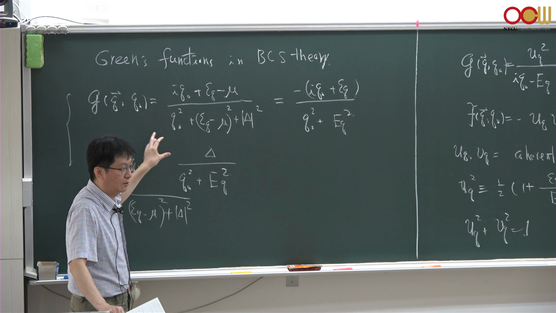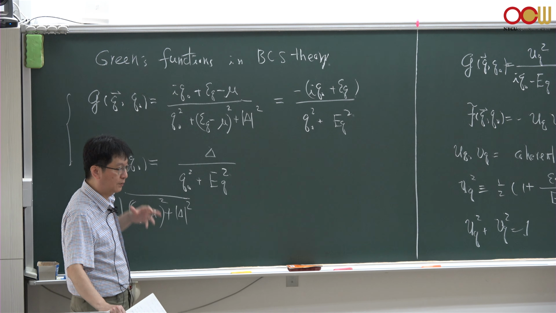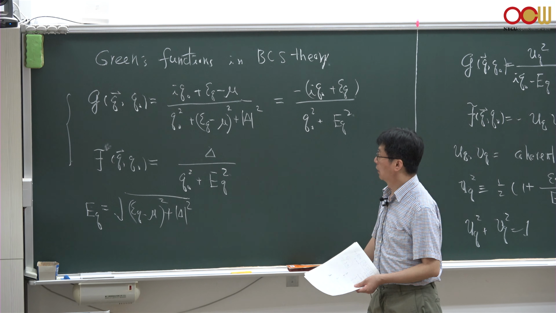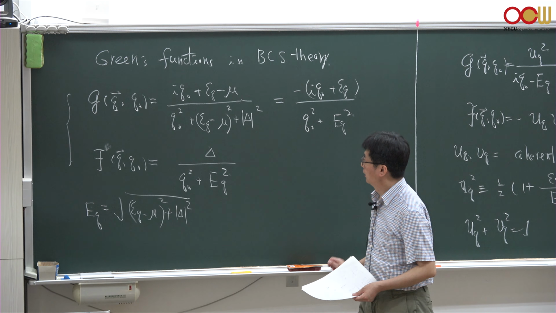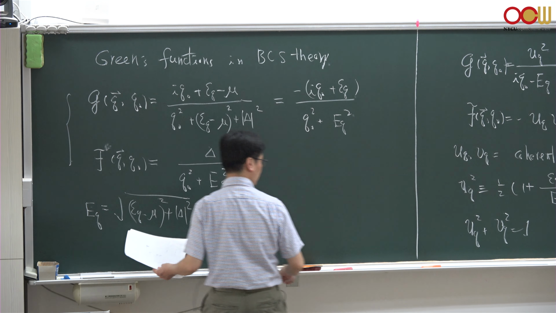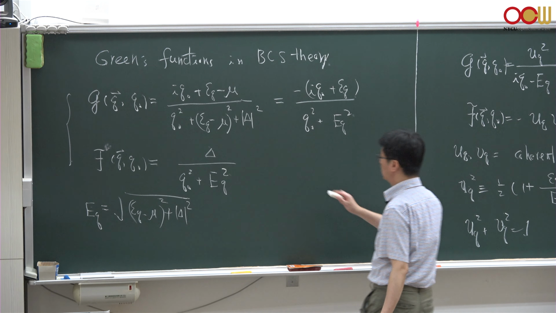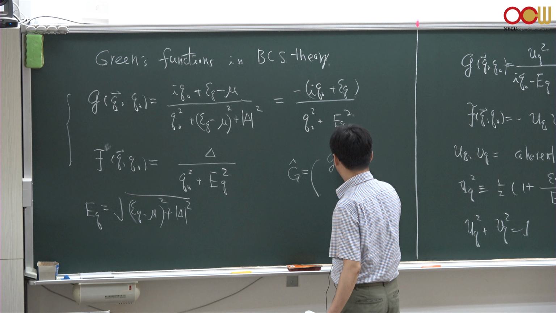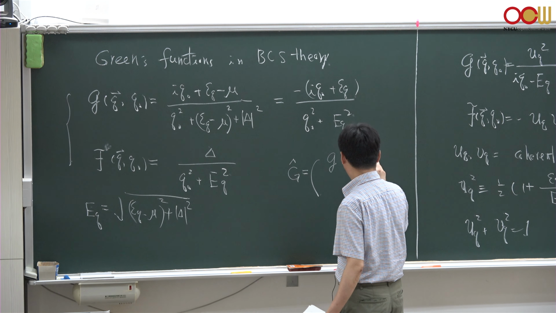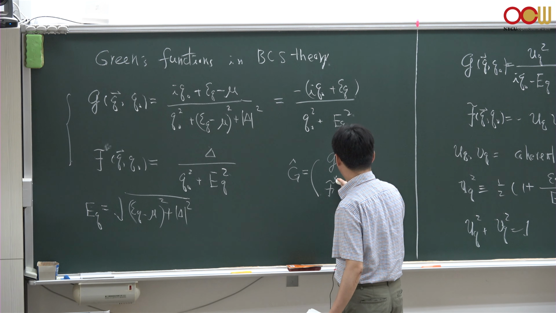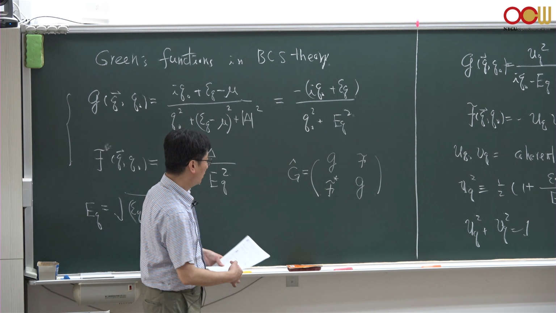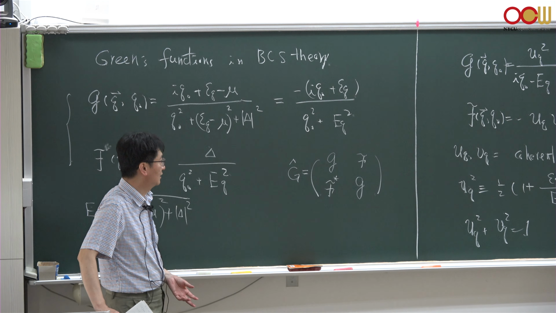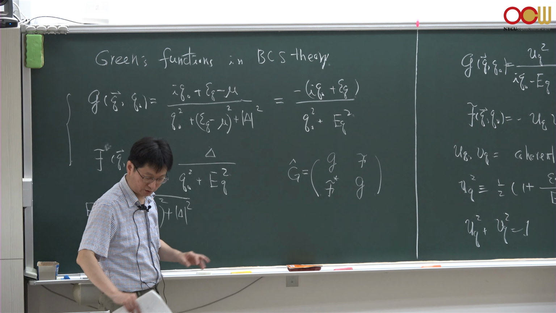Later we'll see that the Green's functions, G and F, can be combined into a 2x2 matrix in the so-called Nambu basis. Then you can generalize the Green's function in the BCS state in terms of this 2x2 matrix, with G and G, F and F star. So once you know the Green's function 2x2 matrix, you know everything. Okay, right? We will come back to this in just a moment.